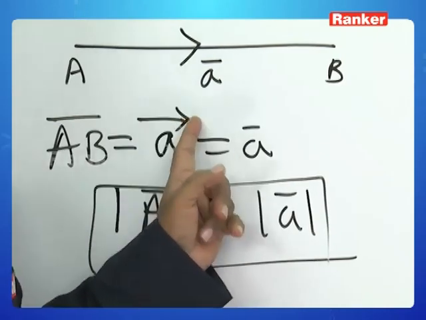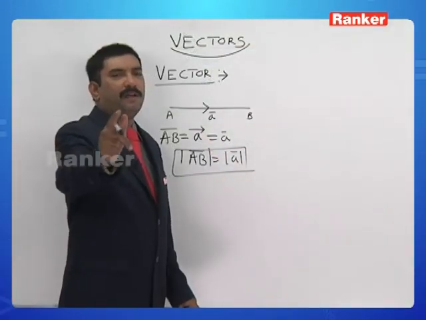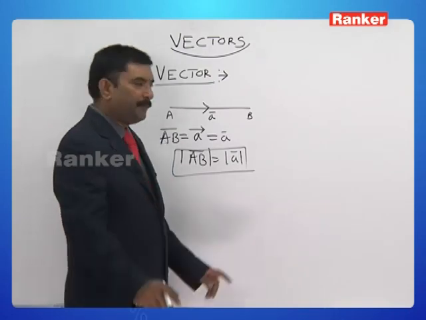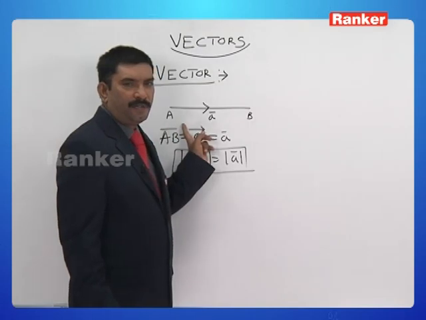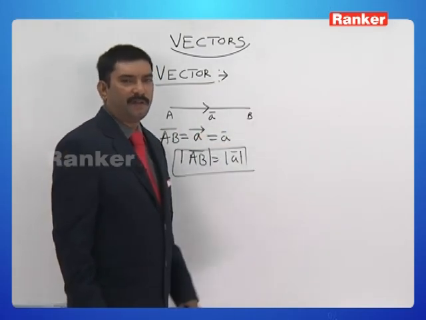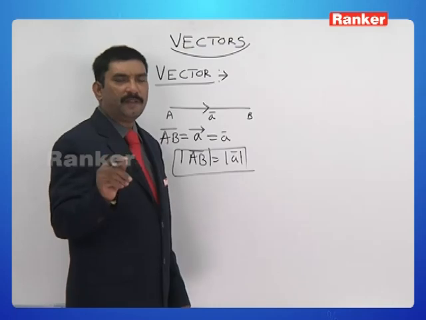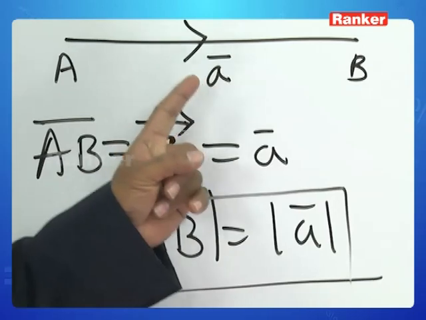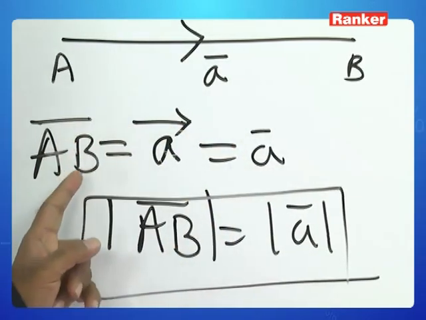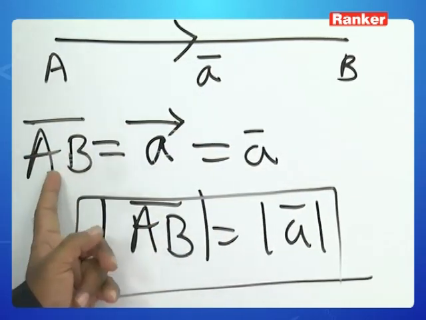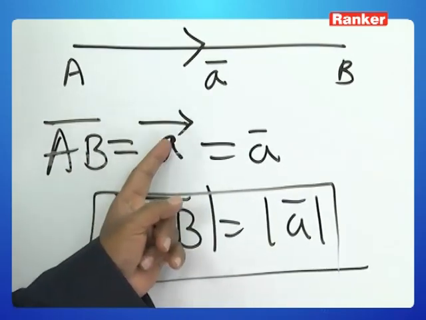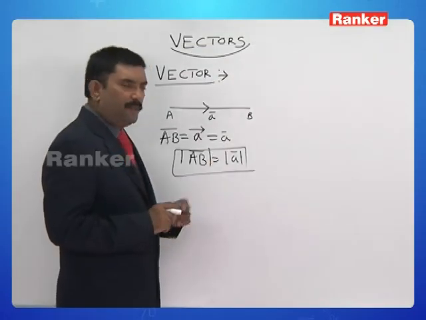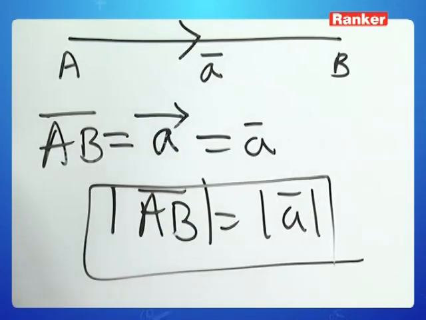When this vector is denoted by a directed line segment, A is the initial point and B is the terminal point. Then this vector A bar is denoted by the directed line segment AB bar equal to A bar, or else with an arrow mark, simply. Its magnitude is the modulus of A bar.